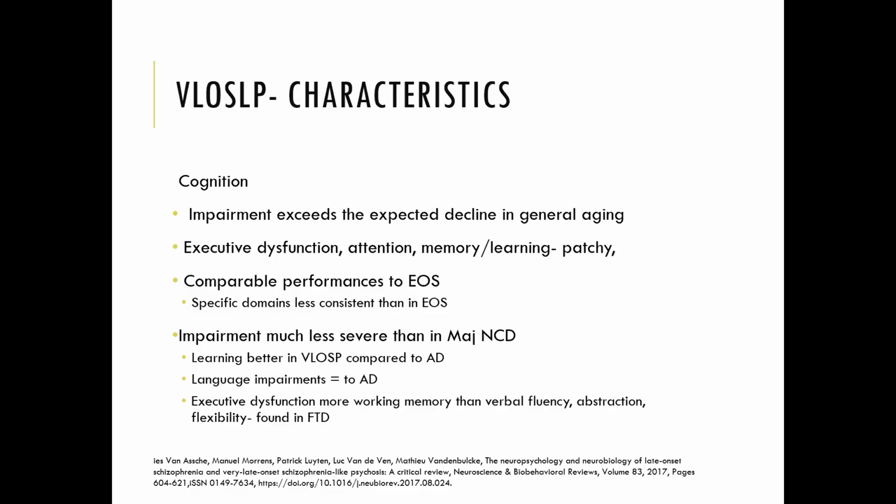If you compare to Alzheimer's dementia, in the group with very late onset schizophrenia-like psychosis, their learning is better. Language impairments are about the same, though you would not expect the deterioration that you would see in Alzheimer's. And when you compare executive functioning to that found in frontotemporal dementia, it's more of a working memory problem than the verbal fluency, abstraction, and impaired flexibility we see in FTD.